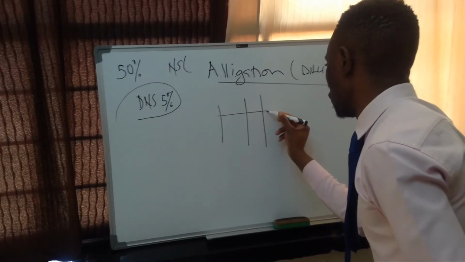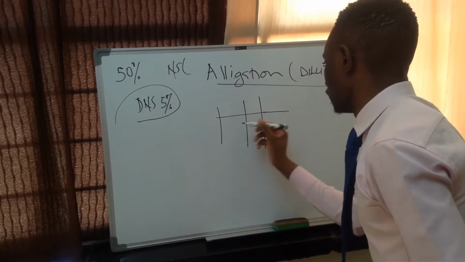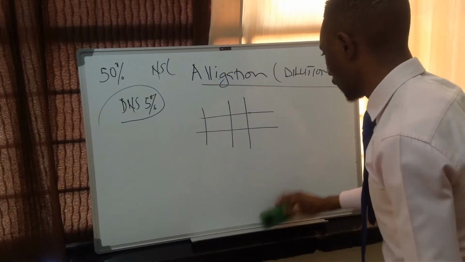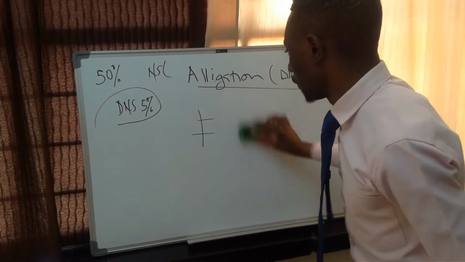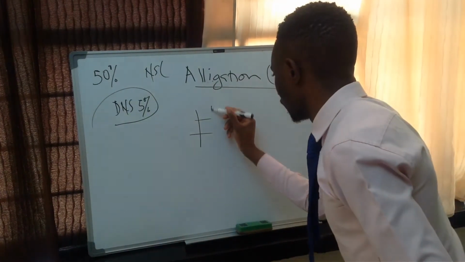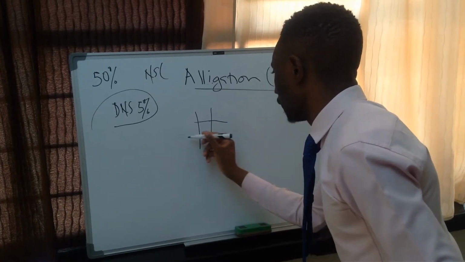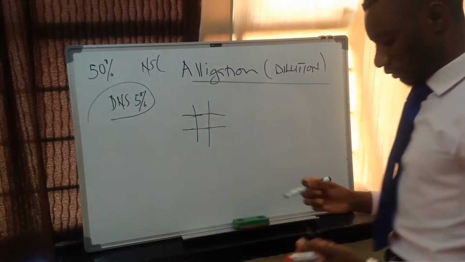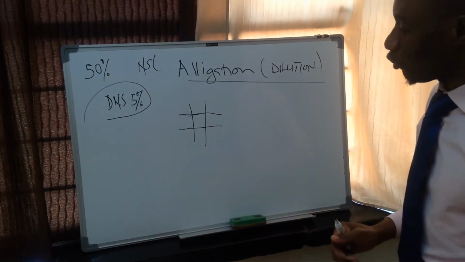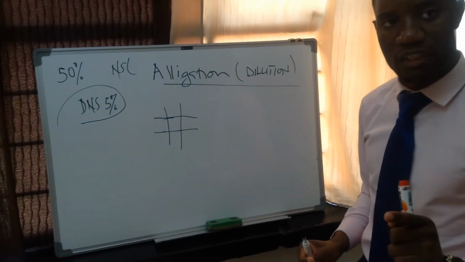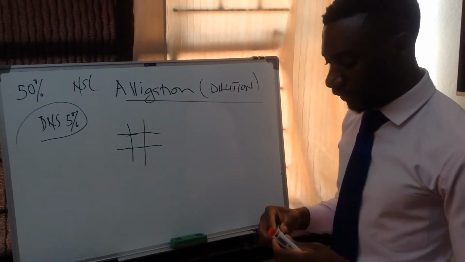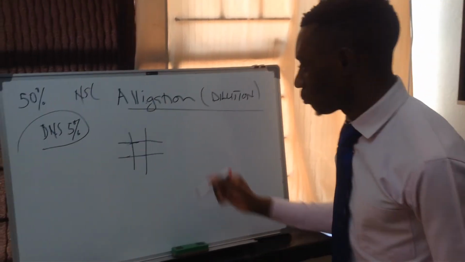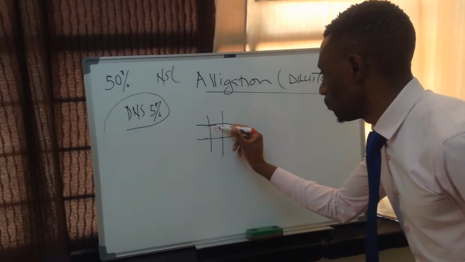Just make this simple diagram like this. Let me do it properly so that you can see it. This is how you do it. You see this diagram has six boxes, and what you want to make has to go in the center. In this case, I want to make a concentration of 5%, so I'm going to put 5% here at the center. That's what I'm making here.